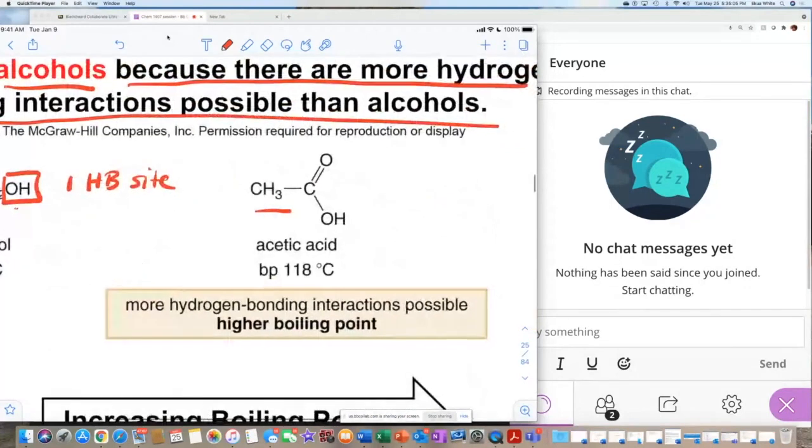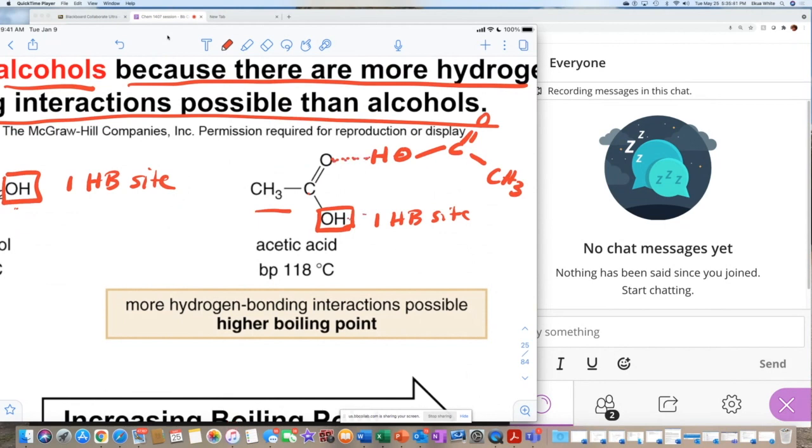On the other hand, with carboxylic acid, or in this case, acetic acid vinegar, this can hydrogen bond right here, one hydrogen bond site, but this C double O can hydrogen bond with another acetic acid whose hydrogen happens to be nearby. So let me try to draw this real quick. Hold on a second to make this point to show you why carboxylic acid beats alcohol. Right here. See, we have a hydrogen bond right here.